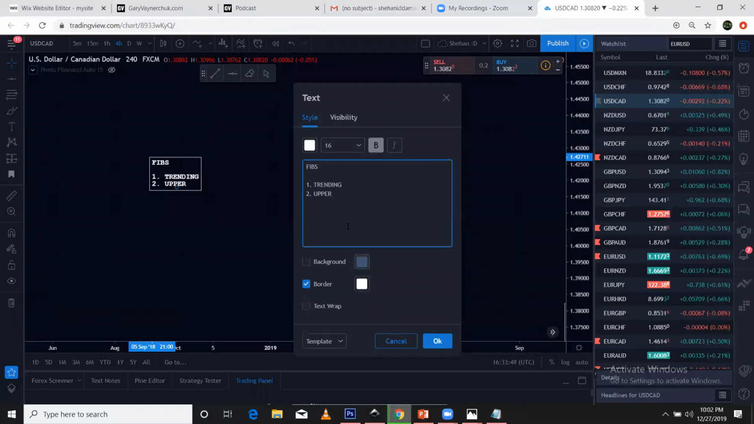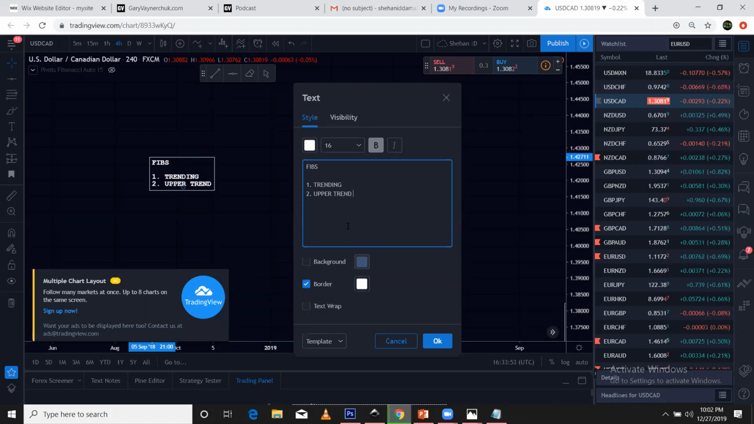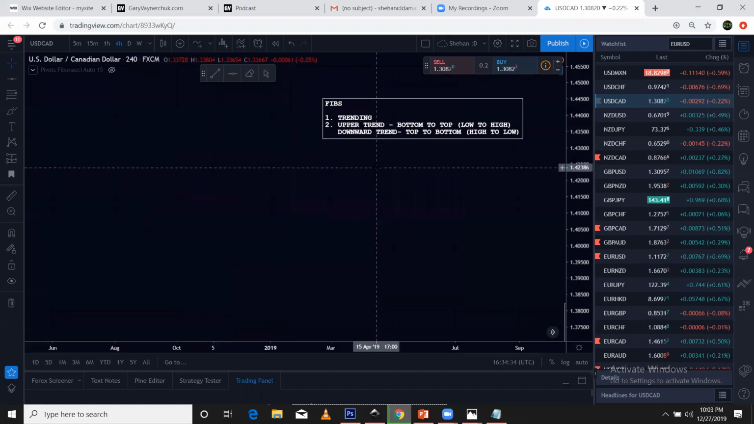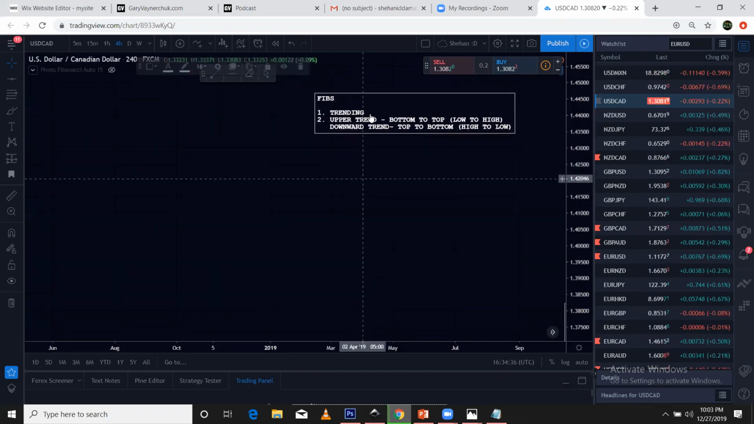If the market is an upward trend, you draw your fib from bottom to top, or it is lower to high. If it's a downward trend, you draw it from top to bottom or from high to low. These are the rules of Fibonacci. Now we'll just check for an upward trend, right?